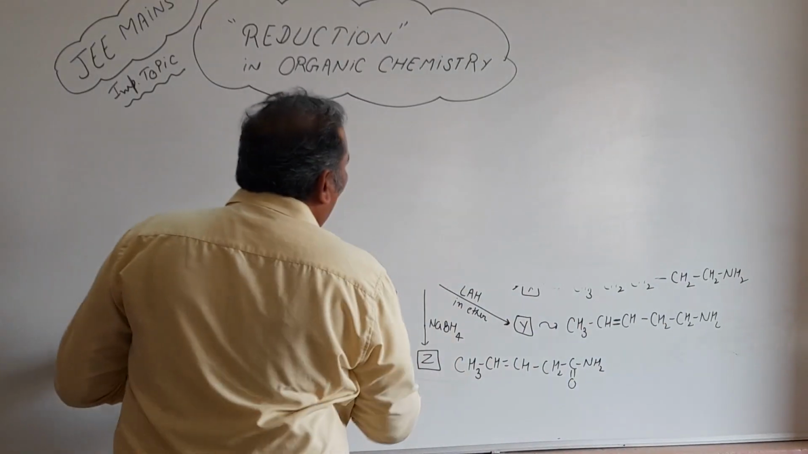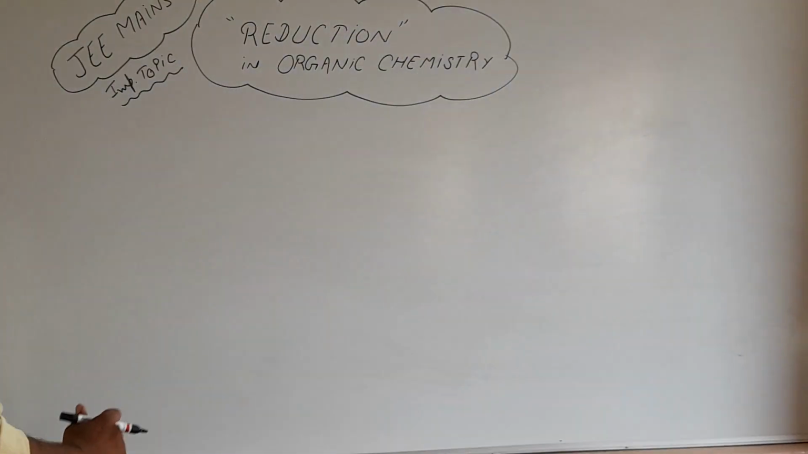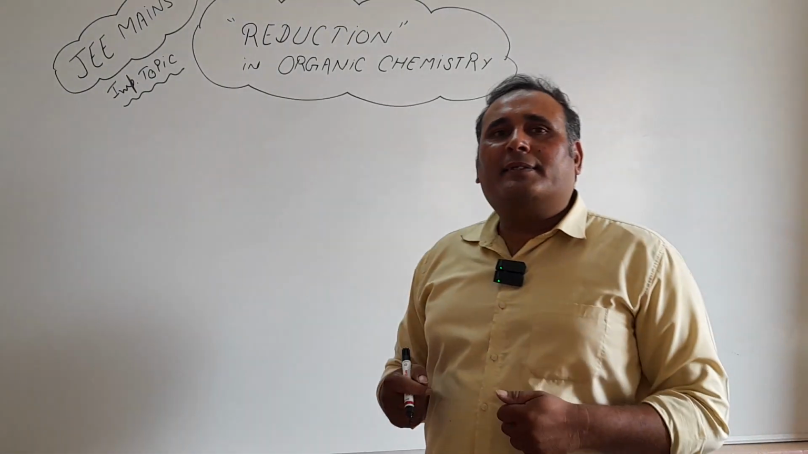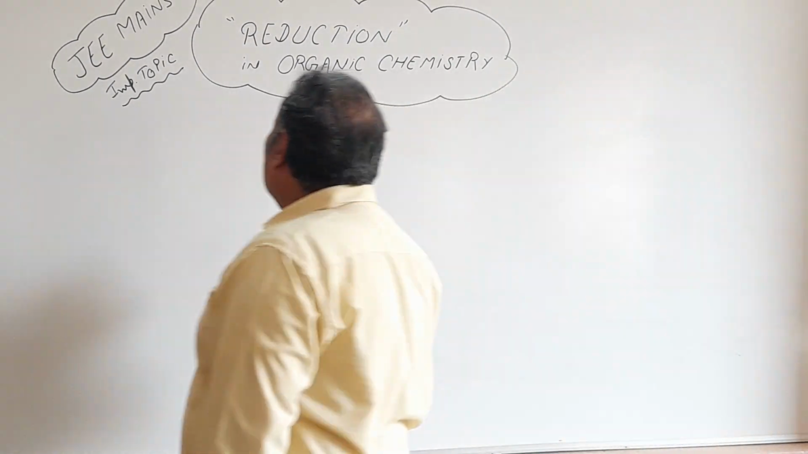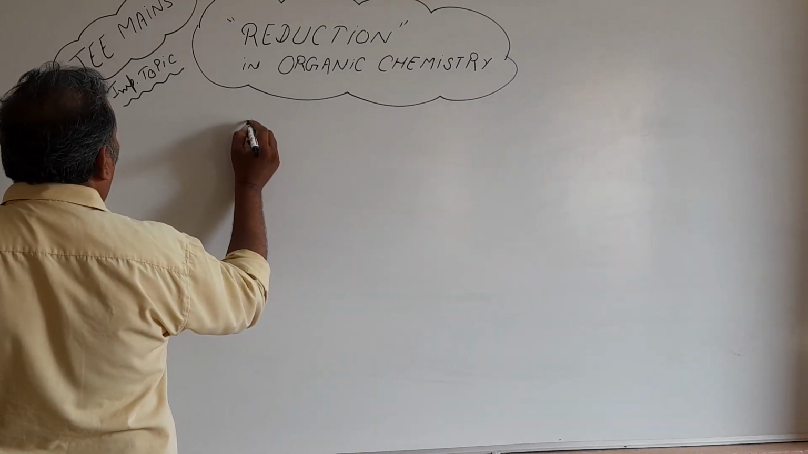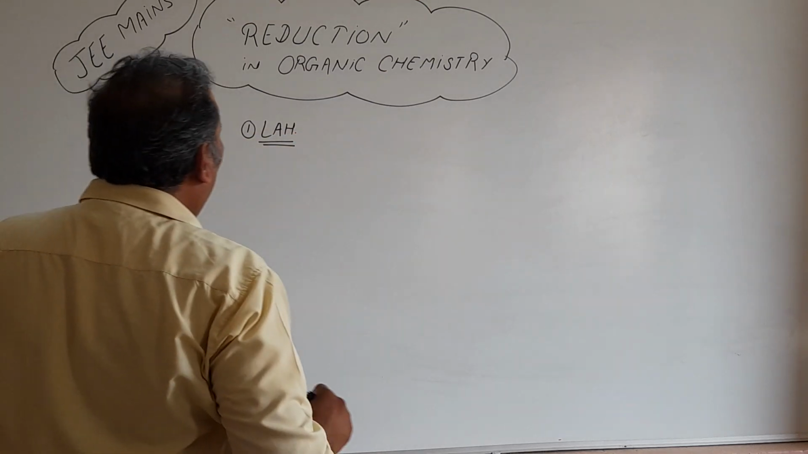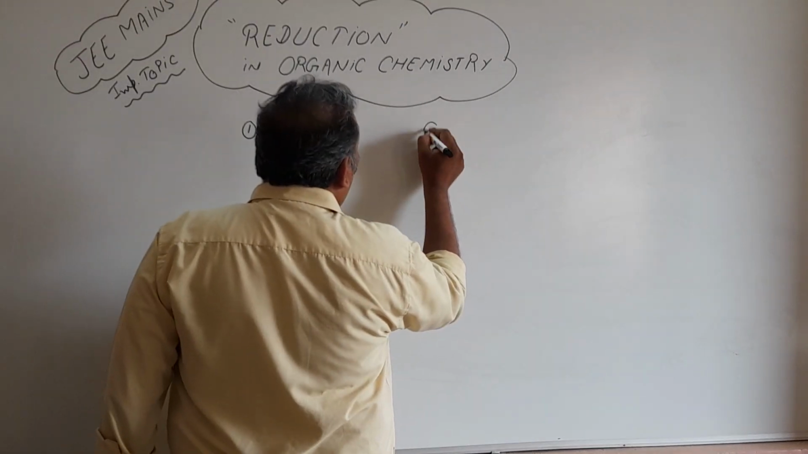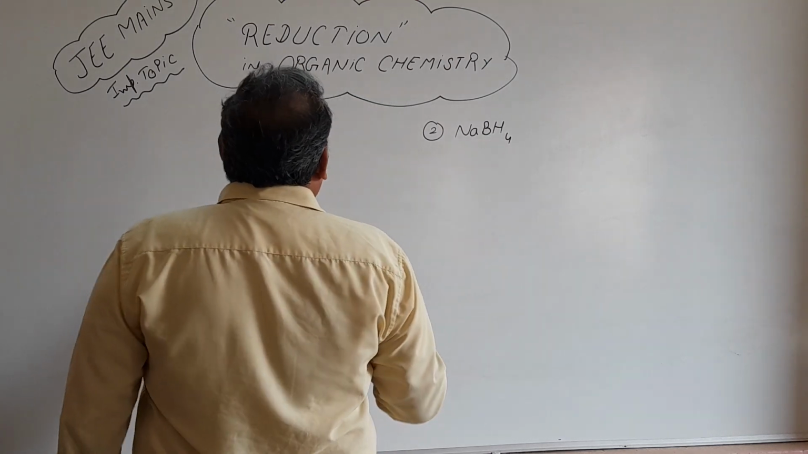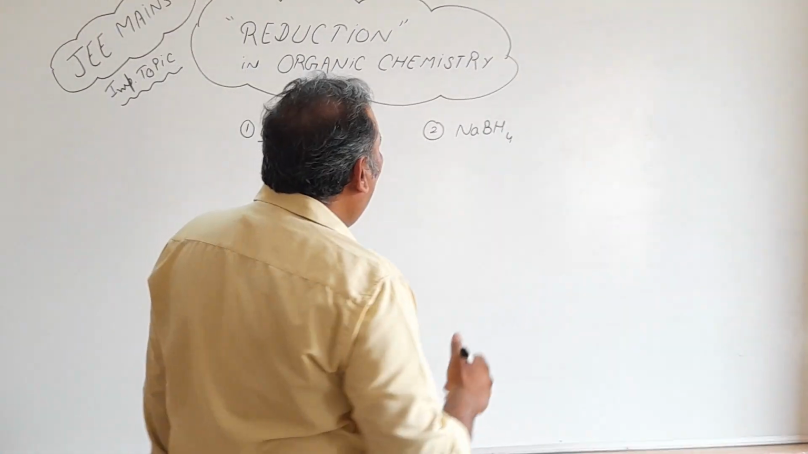First of all, we have to know how many reducing agents we have. We have a lot of reducing agents. Among these, in organic chemistry, we are discussing some important reducing agents. For example, the first one is LAH, lithium aluminium hydride. The second one is NaBH4, sodium borohydride. LAH we should take in ether or a non-hydroxy solvent, NaBH4 in hydroxy solvent.